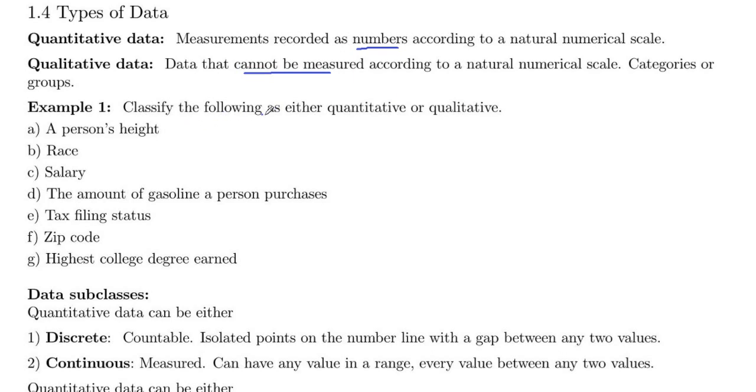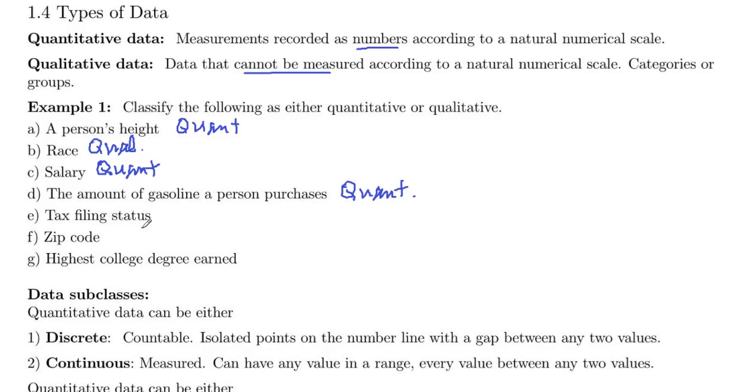So here are some examples. We want to classify them as quantitative or qualitative. A person's height, that's a number, so this is going to be quantitative. Race: Caucasian, Black, Hispanic, Asian, etc. Those are categories. That is qualitative data. Salary, that's a number, so that's going to be quantitative, paid in dollars. The amount of gasoline a person purchases, that's going to be a number, 6 gallons, for example. So that's quantitative.